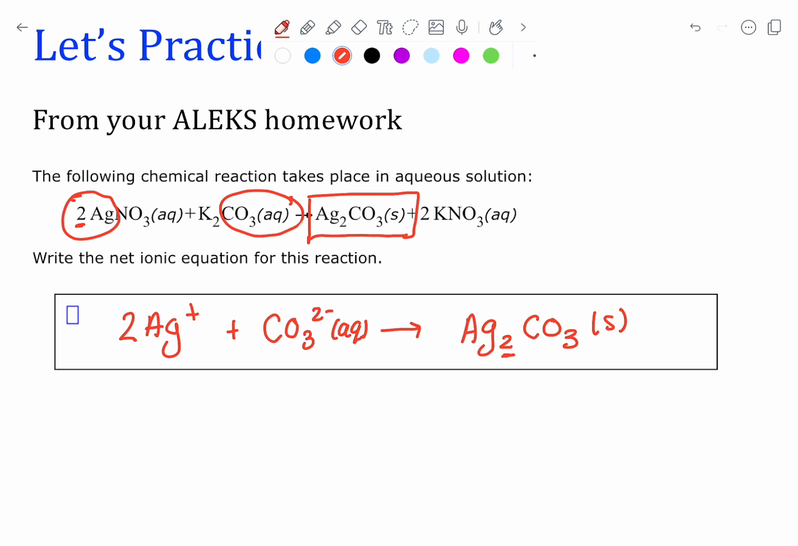So that ends our first lesson on aqueous solutions, reactions in aqueous solutions, and precipitation reactions. Our next lesson will cover 2 additional types of reactions that happen in aqueous solutions.